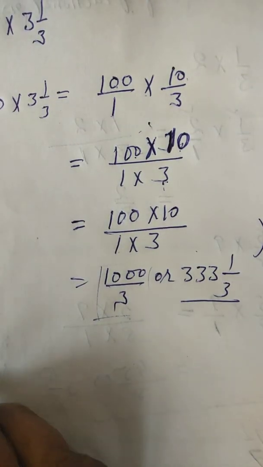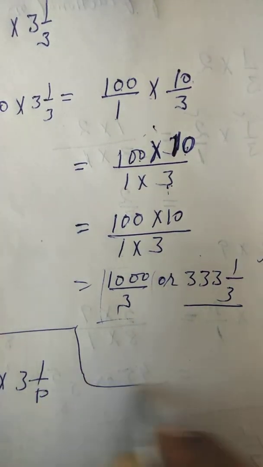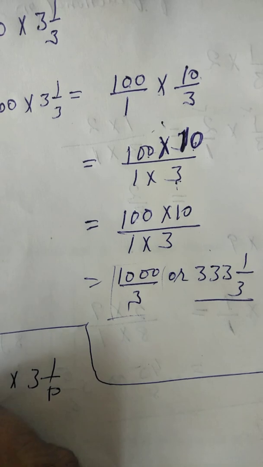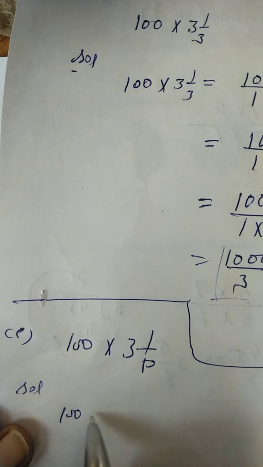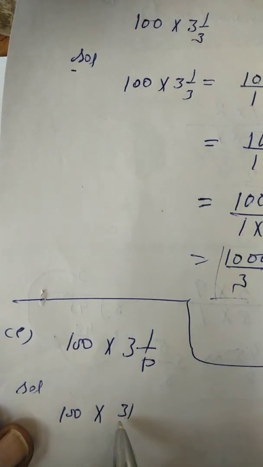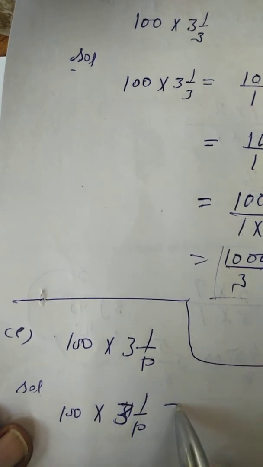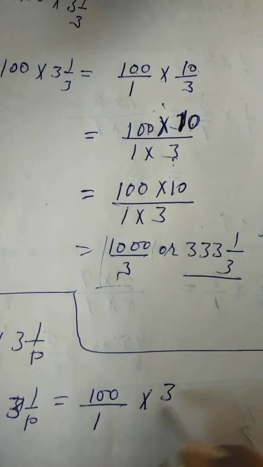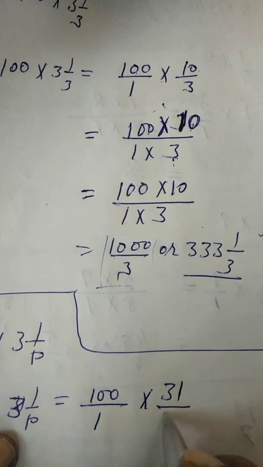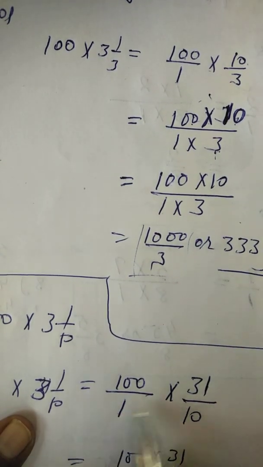In the same way, I have one more question, that is 100 multiplied by 3 whole 1 by 10. Now it is a question from your book, part E. So solution: 3 whole 1 upon 10, you will write 100 upon 1 multiplied by, now convert into an improper fraction, 31 upon 10. Now 100 multiplied by 31, denominator 1 multiplied by 10.